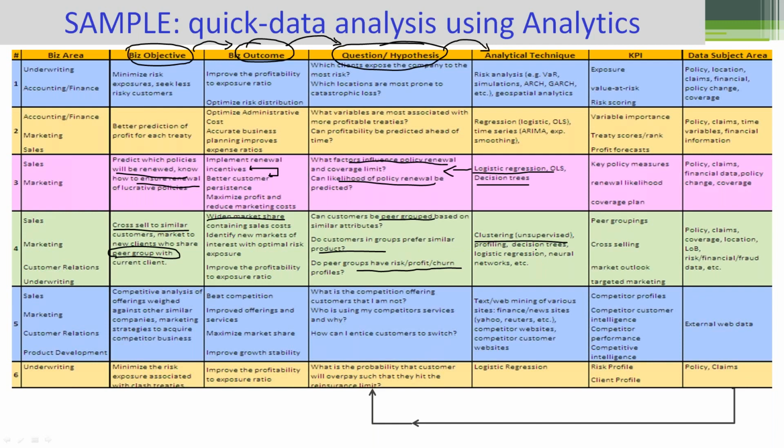So let me do decision trees. Okay, I want to actually do risk or churn profiles. Let me do logistic regression. Even machine learning, like neural networks, I could actually apply for this particular problem. Okay, so on and so forth.